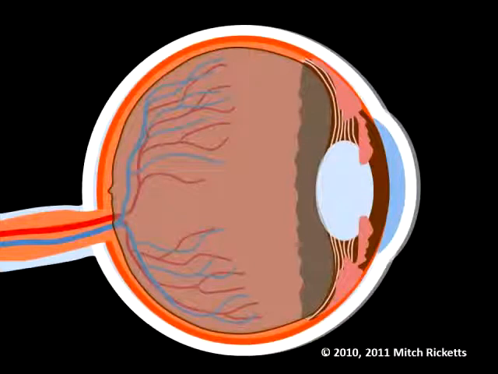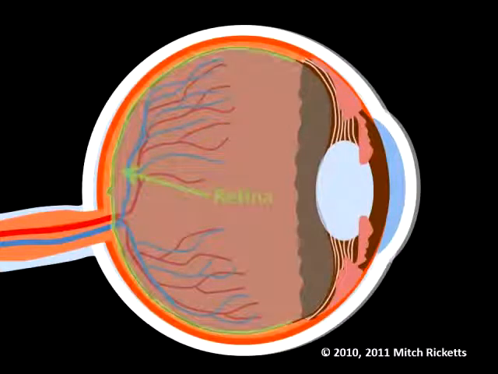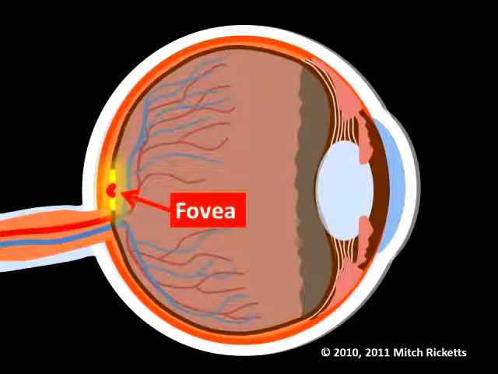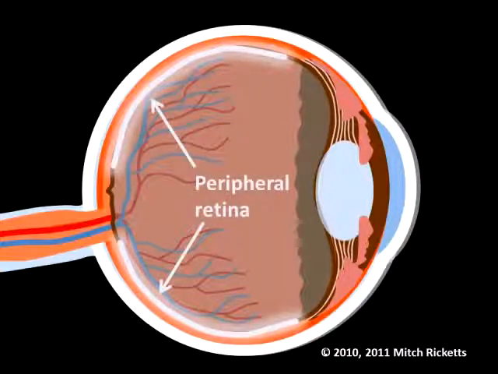Let's examine how the distribution of photoreceptors on the retina affects our visual acuity in bright and dim lighting. The macula is a small area in the center of the retina where many photoreceptors are jammed together. In the macula, almost all of the photoreceptors are cones. The macula contains a small pit called the fovea, and the cones are even more densely packed here. In contrast, peripheral areas of the retina are less crowded with photoreceptors, and most of those are rods.